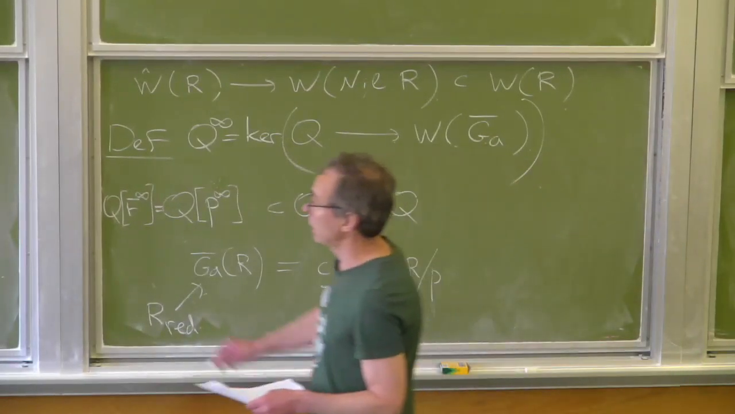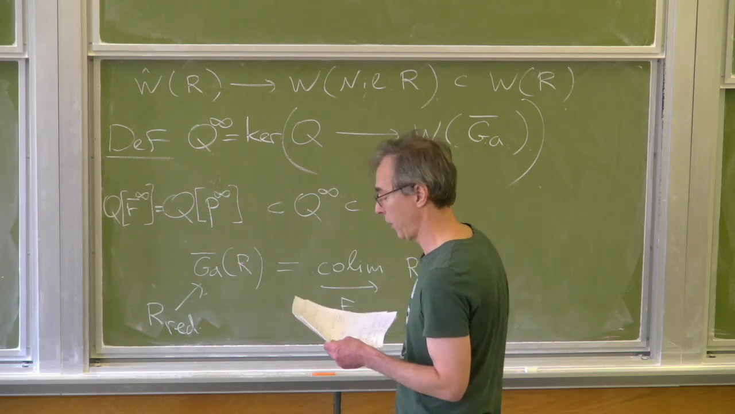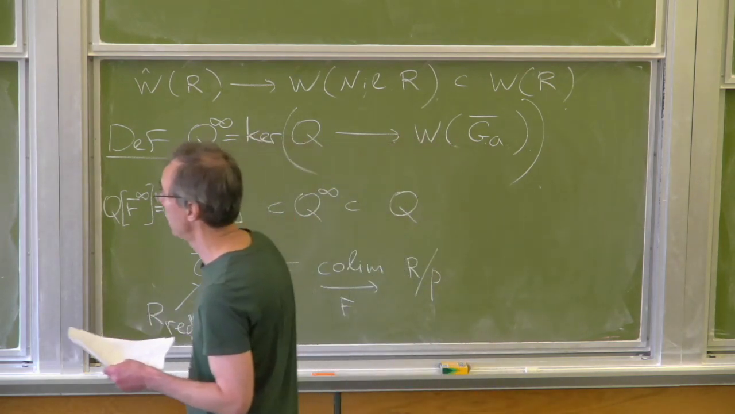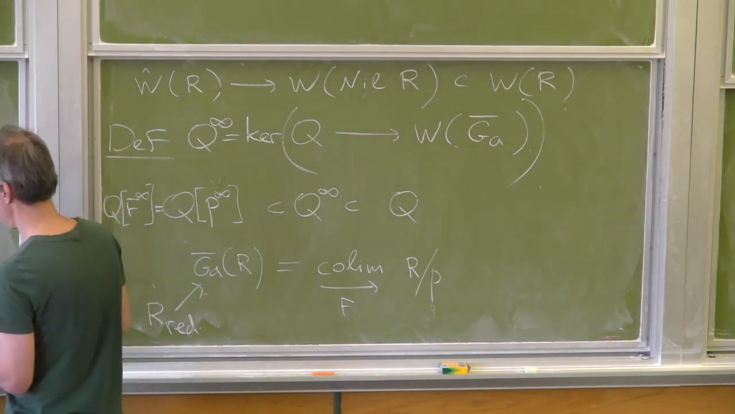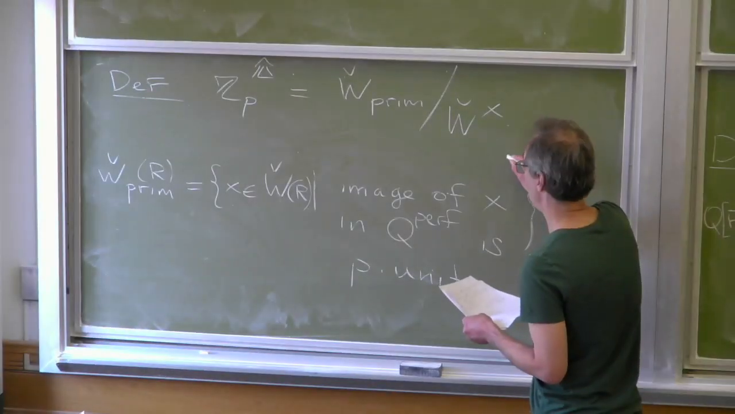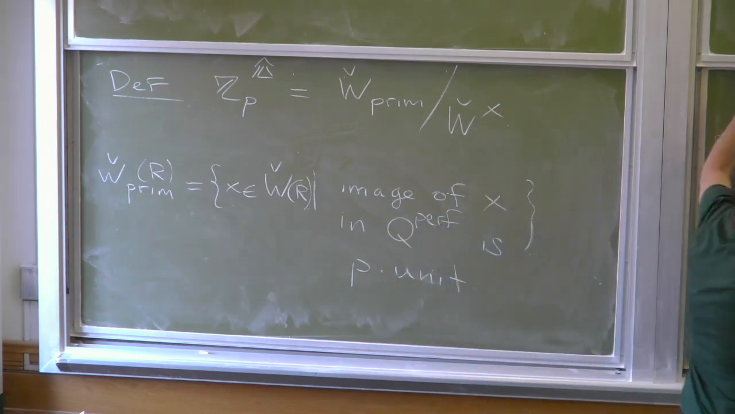So that's the sheared prismatization of Zp, and it has a slightly more concrete description. So okay, let's see.